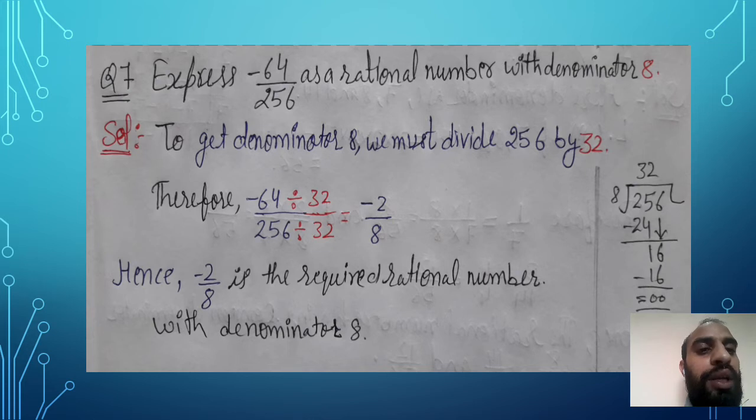To get denominator 8, we must divide 256 by 32. Therefore you can write it this way: minus 64 divided by 32 upon 256 divided by 32. If you divide 64 by 32, then 32 1 is 32, 32 2 is 64. So minus 2 is your answer. If you divide 256 by 32, the answer is 8. Hence we can write minus 2 upon 8 as the required rational number with denominator 8.